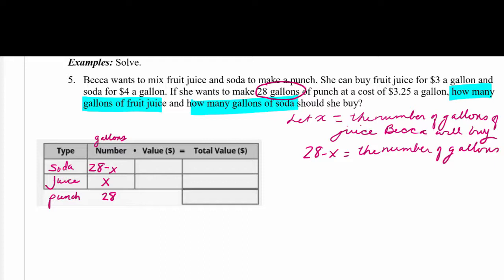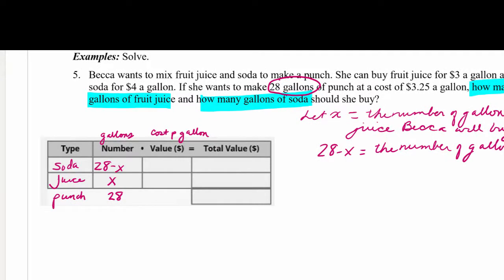Okay, the value. So what is the cost per gallon? So this value is cost per gallon. That's what the value is. For soda, that's $4. And for juice, that's $3. And for the punch, ultimately, that will be $3.25. So that's the value per gallon.